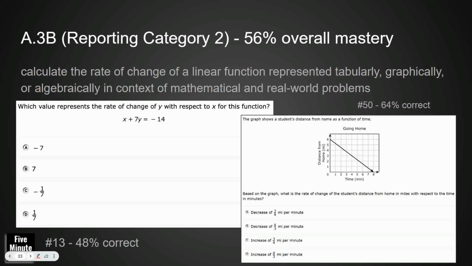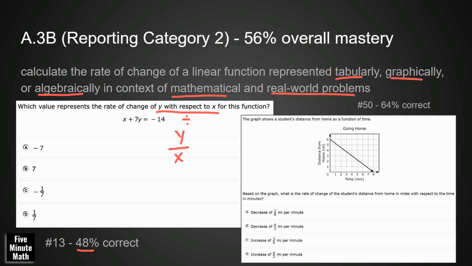Next, 8.3b, we are calculating the rate of change in linear functions, and they can come in tables, they can come in graphs, they can come in equations, they can be in real world problems, they can be in mathematical problems. So rate of change is huge. So first off, number 13 looks pretty straightforward, but look, we only had 48% get this correct. And it's this right here. Which value represents the rate of change of y with respect to x? So if you are not familiar with that terminology, y with respect to. So y, and then with respect to means we're going to divide.